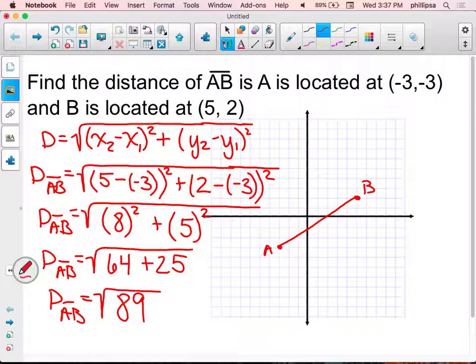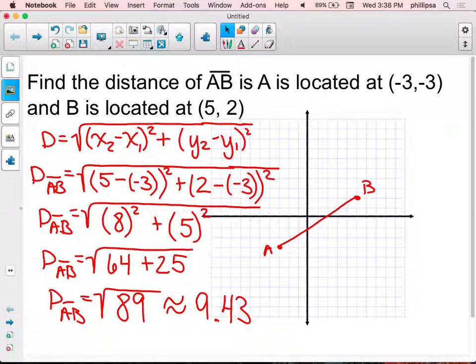Okay, so 89 is close to the square root of 81, so we know that the number is over 9. It's less than 10 though because the square root of 100 is equal to 10. So we know it's about 9 point something. Okay, if I use my calculator, I could get a better estimate of it, and it would be about 9.43. That's it for the distance formula.